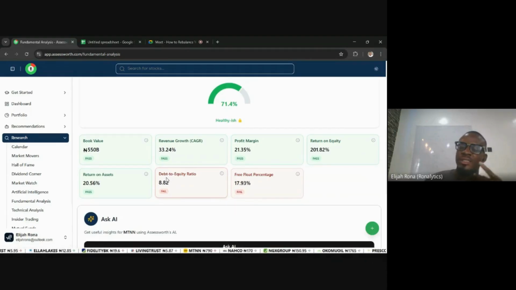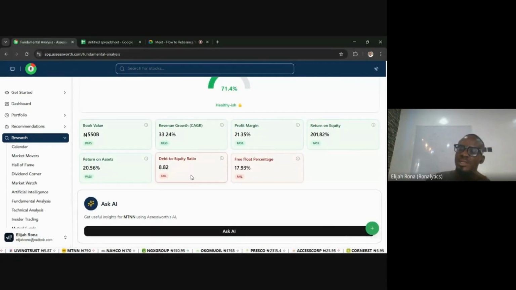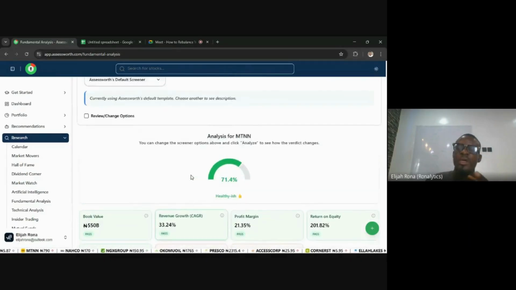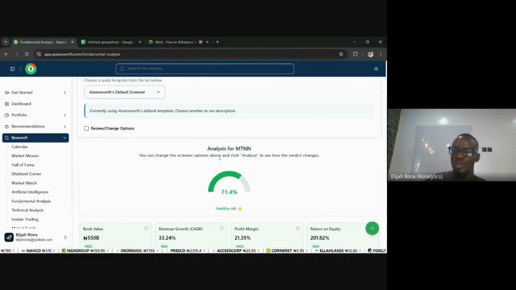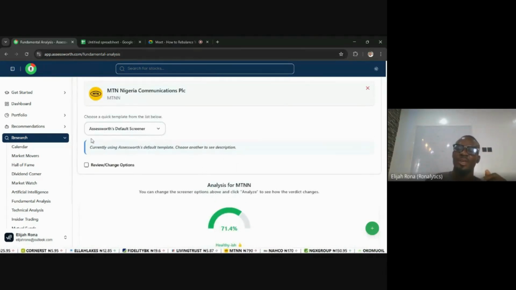We usually look at companies with a debt to equity ratio lower than 1.5 or so, but this is greater than 8, so it's significantly high. So I really did not want to say this now, but let's look at it. If the debt to equity ratio of MTN is like this, and a significant part of MTN's debt is in dollars, you know that this is MTN Nigeria, right?